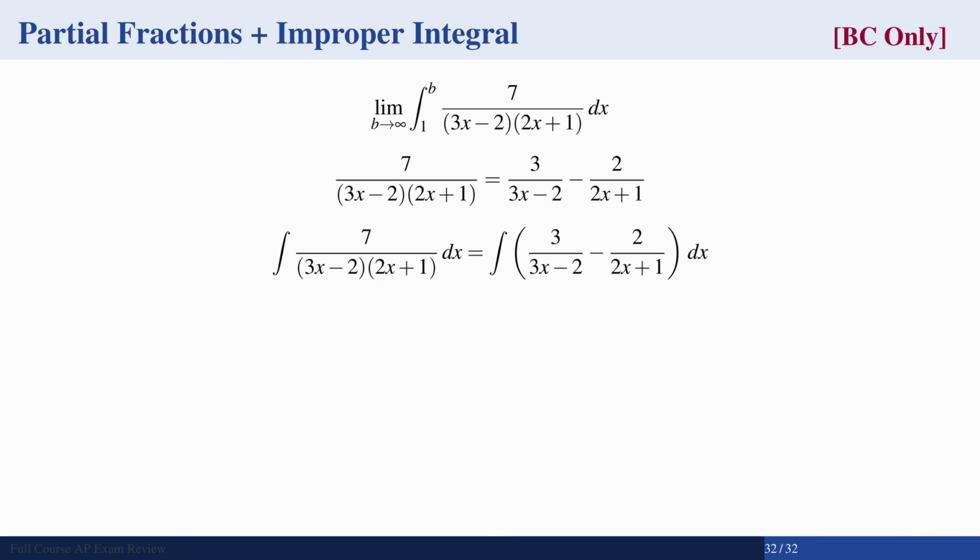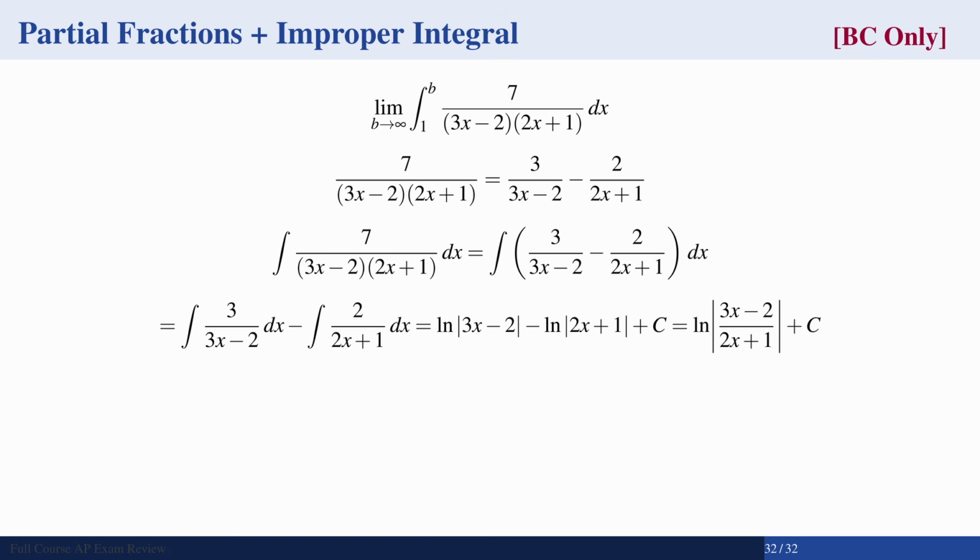Then you can do each part of the integral and you just get natural log of 3x minus 2 minus natural log of 2x plus 1. Now the problem is, if you try to have b go to infinity for that, you get infinity minus infinity, which is kind of an indeterminate form. So the thing you want to do is use properties of logs. You have a log minus a log.